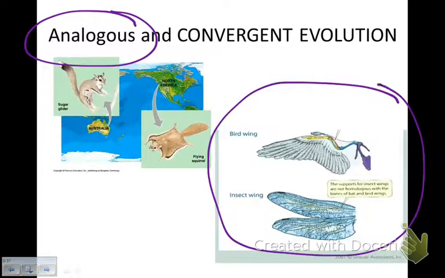An insect and a bird can both fly, so they've evolved to be able to fly. However, they're not the same. They have different structures. Birds have muscles and bones, and insects have cartilage in there. So that would be analogous. So you want to know convergent evolution and analogous structures.